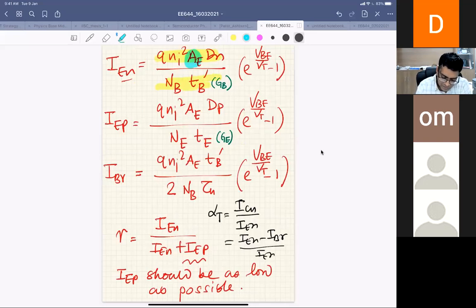Okay, so we had also derived IP and IBR. IBR is the base recombination current, and IP is the current because of holes injected from base to emitter. So this part we have derived.